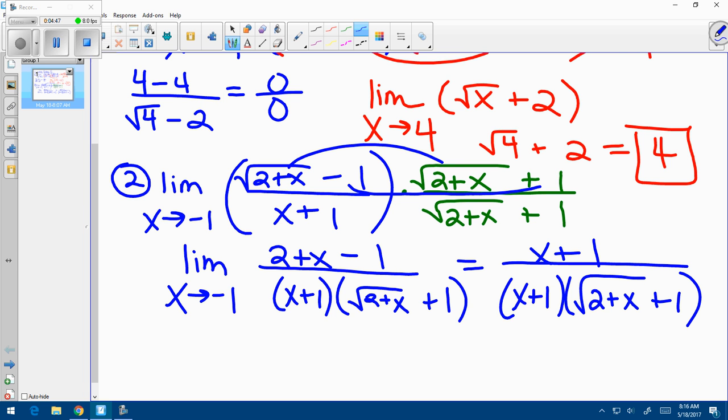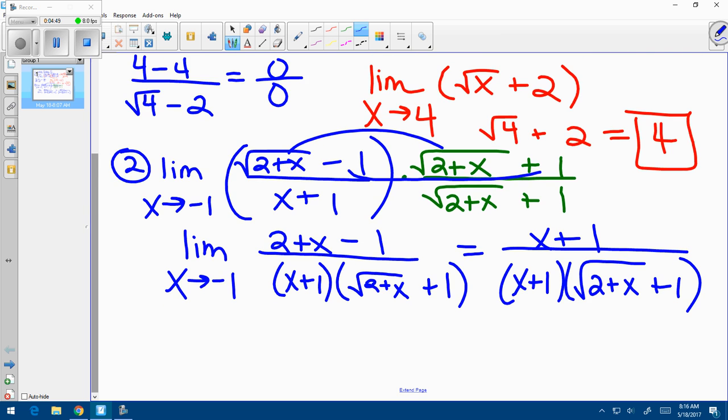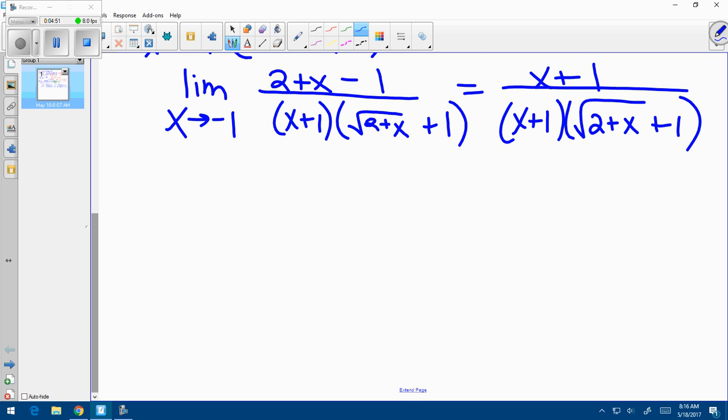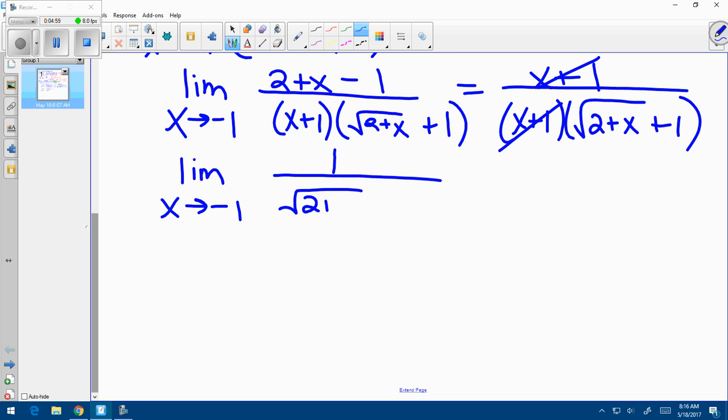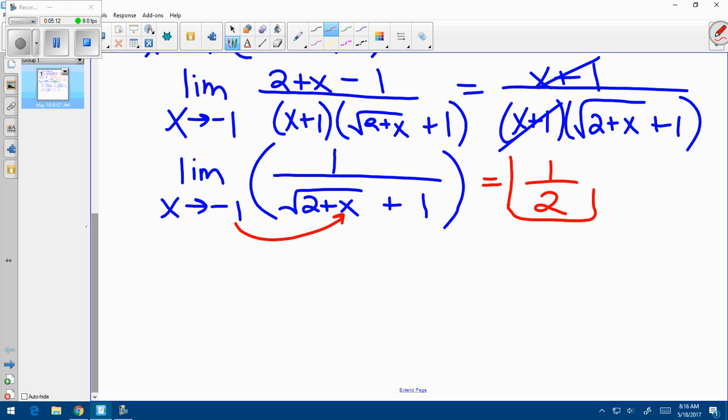Same thing that we saw before, now we can cancel those x plus 1 factors. It's the limit as x approaches negative 1 of 1 over radical 2 plus x plus 1. When I plug in negative 1 for x on the bottom, we get the square root of 1 plus 1 down there, which is 2 in the denominator. The limit as x approaches negative 1 here is 1/2.